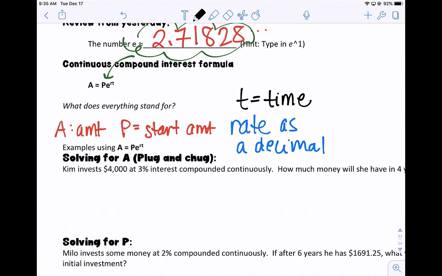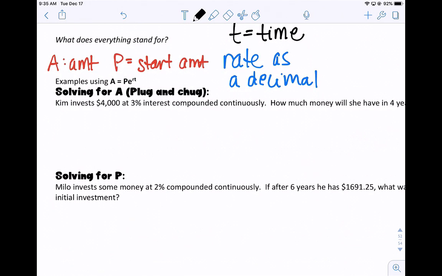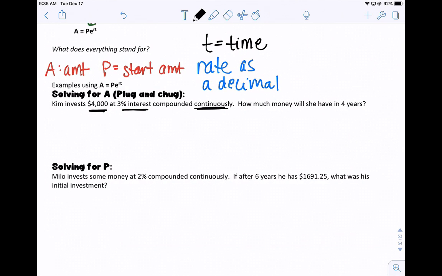Okay, and in these rate problems, we don't add the 1 like we do if it's annual interest or those types where we do 1 plus the percentage. This one we just use the percentage. So let's plug into A equals PE to the RT, and there's several types. For example, what if you're solving for the amount? I call that plug and chug because you know everything on the right-hand side, and you just want to solve for A. So Kim invests $4,000 at 3% interest compounded continuously. How much money will she have in 4 years?